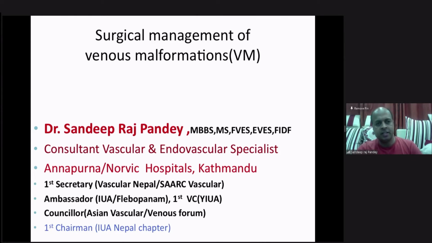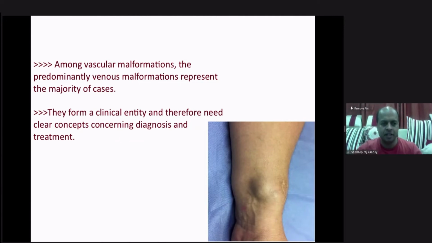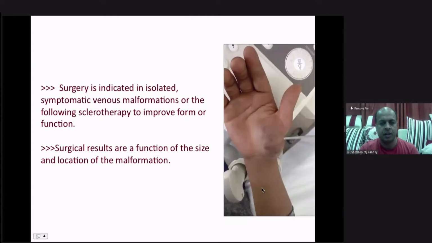So my talk today is surgical management of venous malformations. Among vascular malformations, the predominantly venous malformations represent the majority of cases. They form a clinical entity and therefore need clear concepts concerning diagnosis and treatment. See one venous malformation in the forearm, just near the wrist.